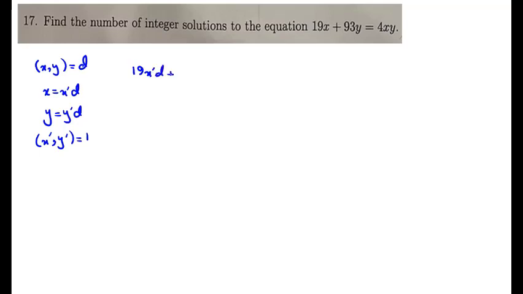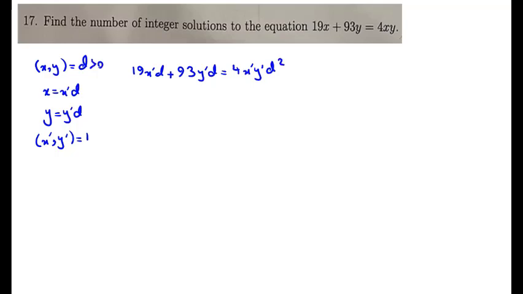Problem number 17: find the number of integer solutions to this equation. When we have x and y like this, one important thing in number theory problems is to consider this, it is so useful, from qualifying level up to IMO. Let x equal x prime d and y equal y prime d, and their GCD is d, so the GCD of x prime and y prime is 1. Now I replace: 19x prime d plus 93y prime d equals 4xy, which is 4 x prime y prime d squared.